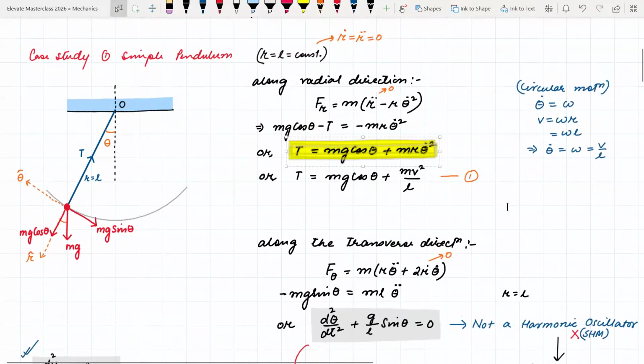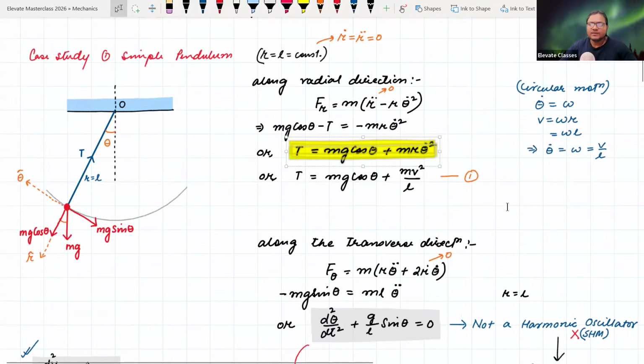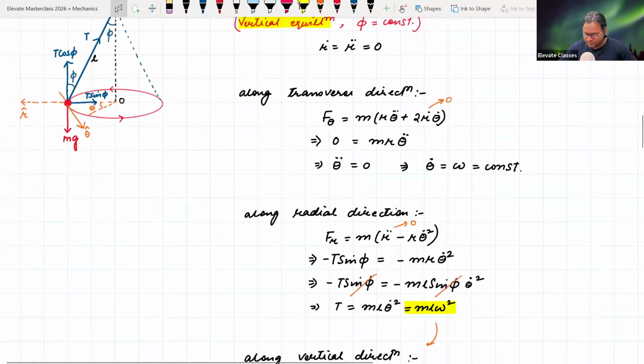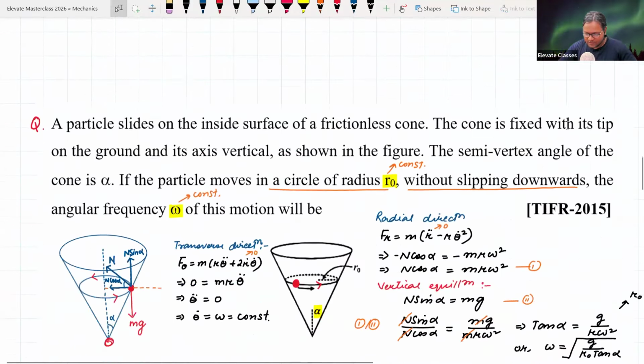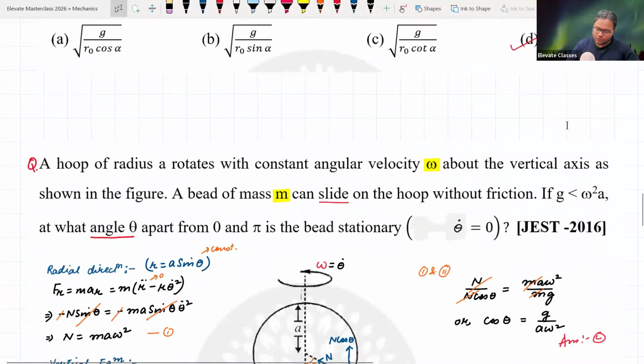Usually in an examination, if you do not remember the tension expression, you will have to draw the diagram, write down the various forces, and write down the radial force equation. From there you will get the tension expression. But because I have already derived the tension expression with you, I am going to use the same here.